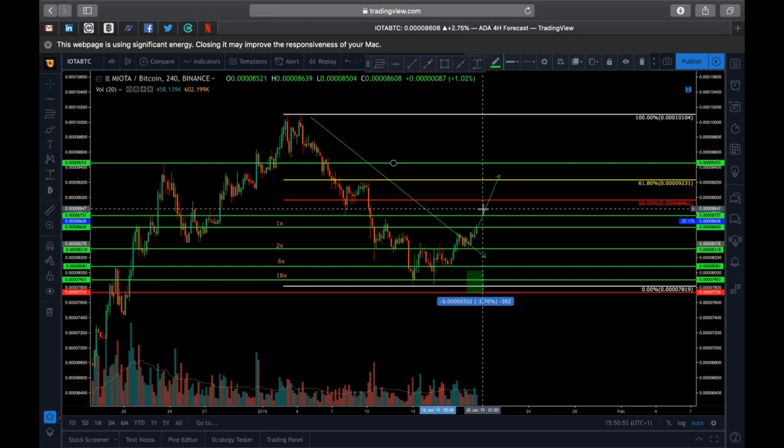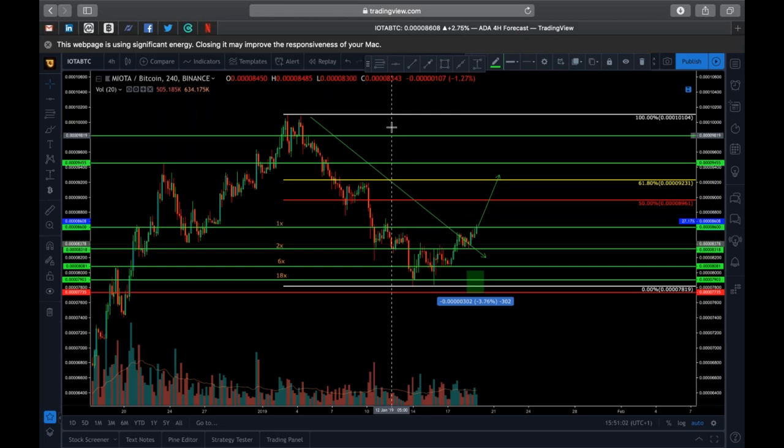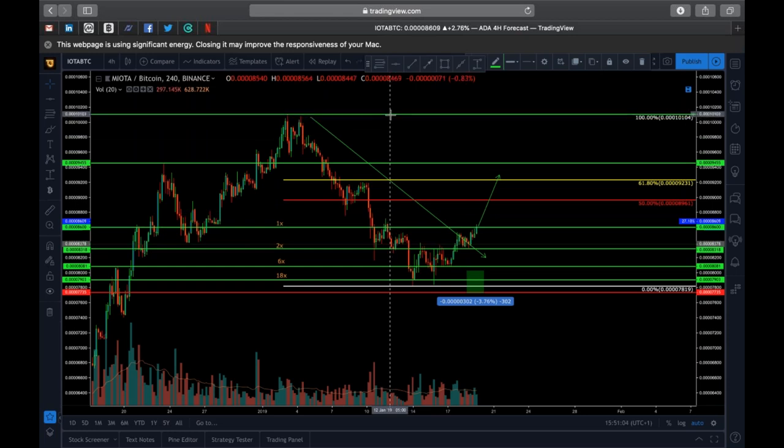If you're more confident in IOTA, if you believe that you know something that might help it or might bring it up, or you simply like more risk, then you would put your last take profit all the way back there. So you would take profit the first time here, second time here, third time here, and then the last one all the way up there. And obviously each take profit is 25% of your position.